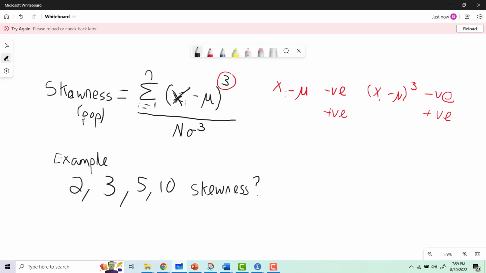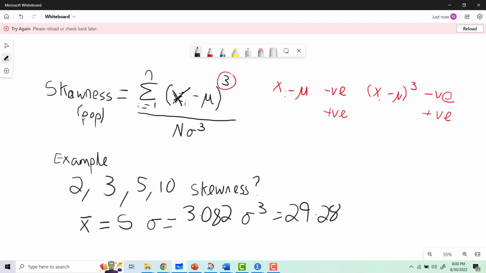Well, first, let's just calculate the mean. I'll assume you can work these out by now, so I won't actually calculate these by hand, but that's obviously 20 over 4 is 5. But since we're calculating skewness, we won't go into detail on the standard deviation. So I'll just tell you now that sigma is 3.082 and sigma cubed equals 29.28. This is actually in the book, this example.